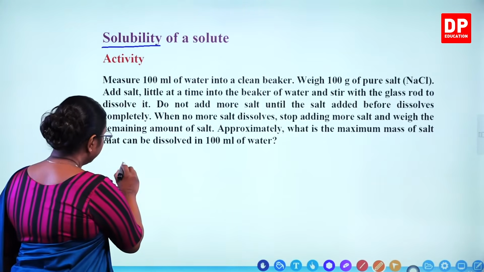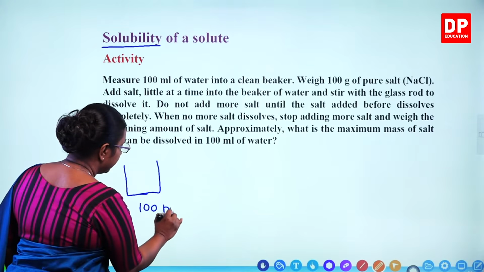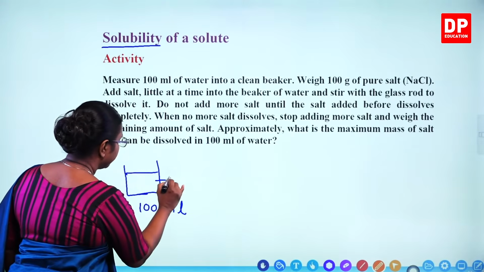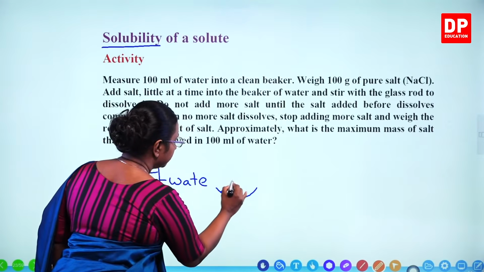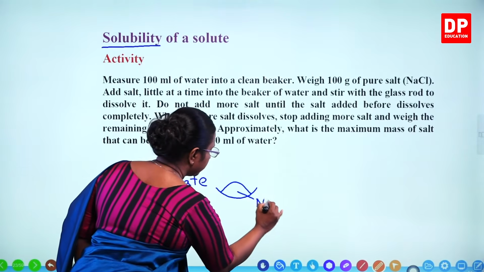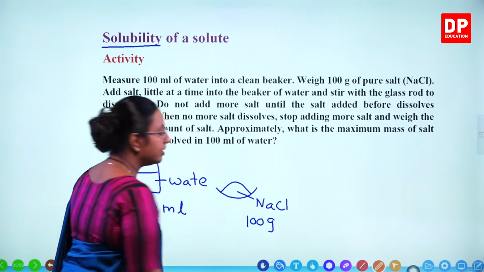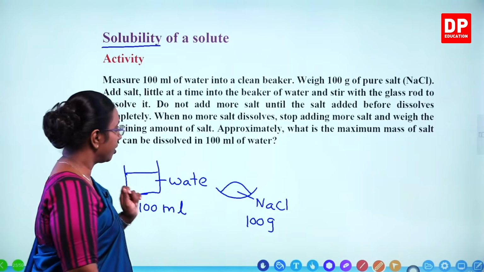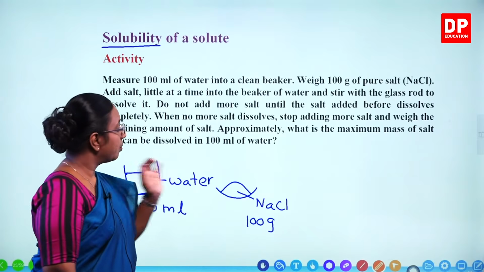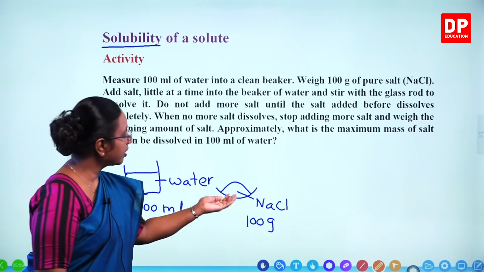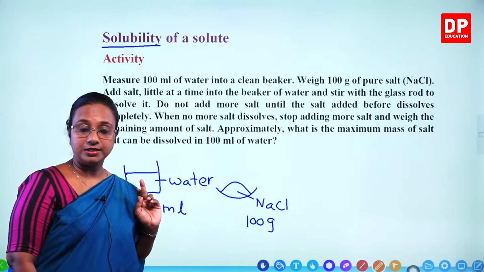So, what do we do? We take 100 milliliters of water and this is sodium chloride, that is also 100 grams. This is the solvent, that is the solute. What we are going to do is, we are going to add sodium chloride into water.